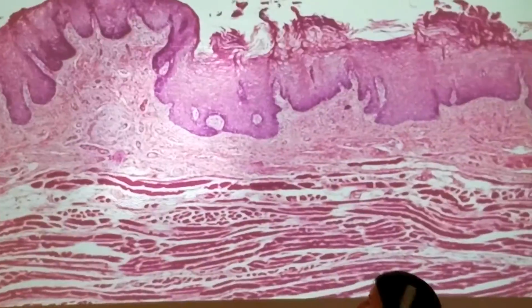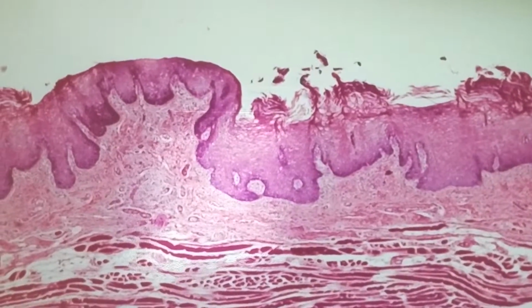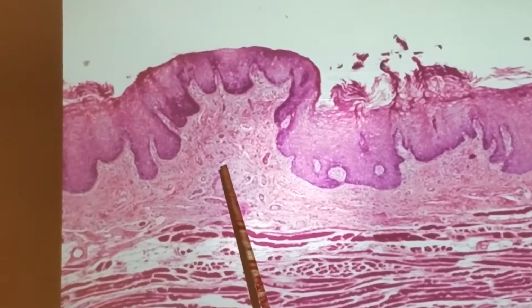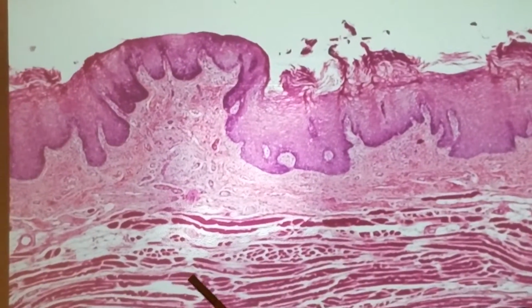Look at that. Whole pointed projection. The whole thing is the filiform, but it's filled with lamina propria. Looks like a monster.